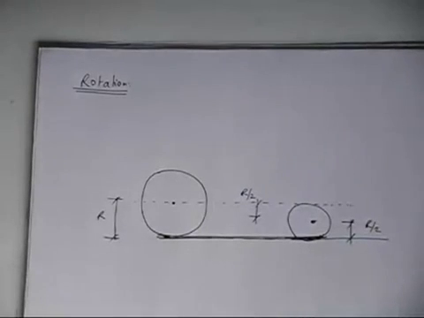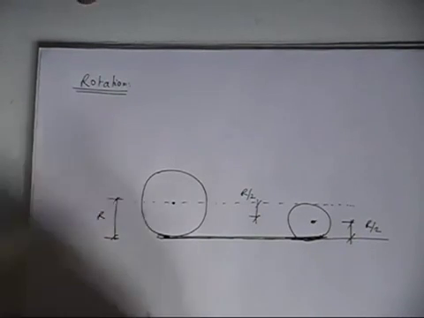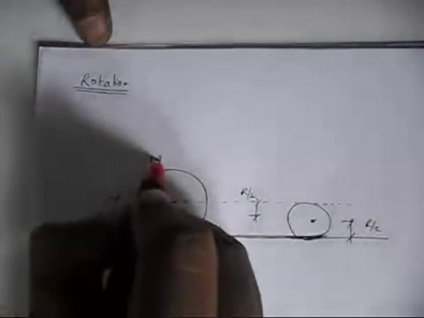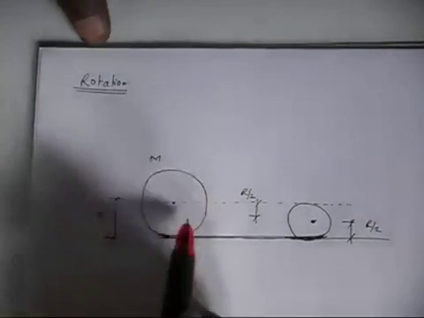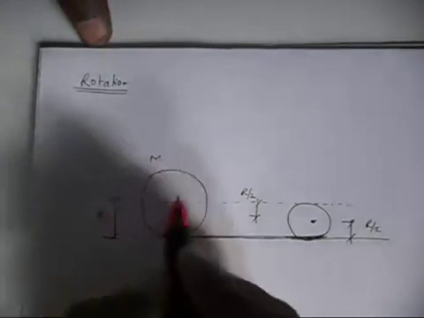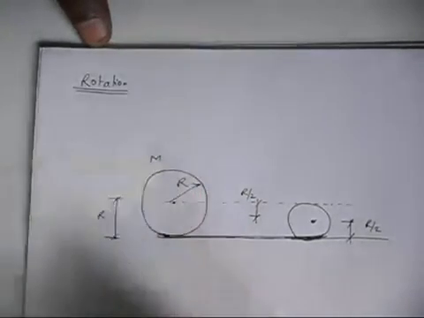So this problem says there is a carpet of mass m made up of inextensible material. So the mass of the carpet is m, and it is inextensible, so it cannot be extended, it is unstretchable material, rolled along its length in the form of a cylinder of radius r and kept on a rough floor. So the carpet is rolled in the form of radius r.